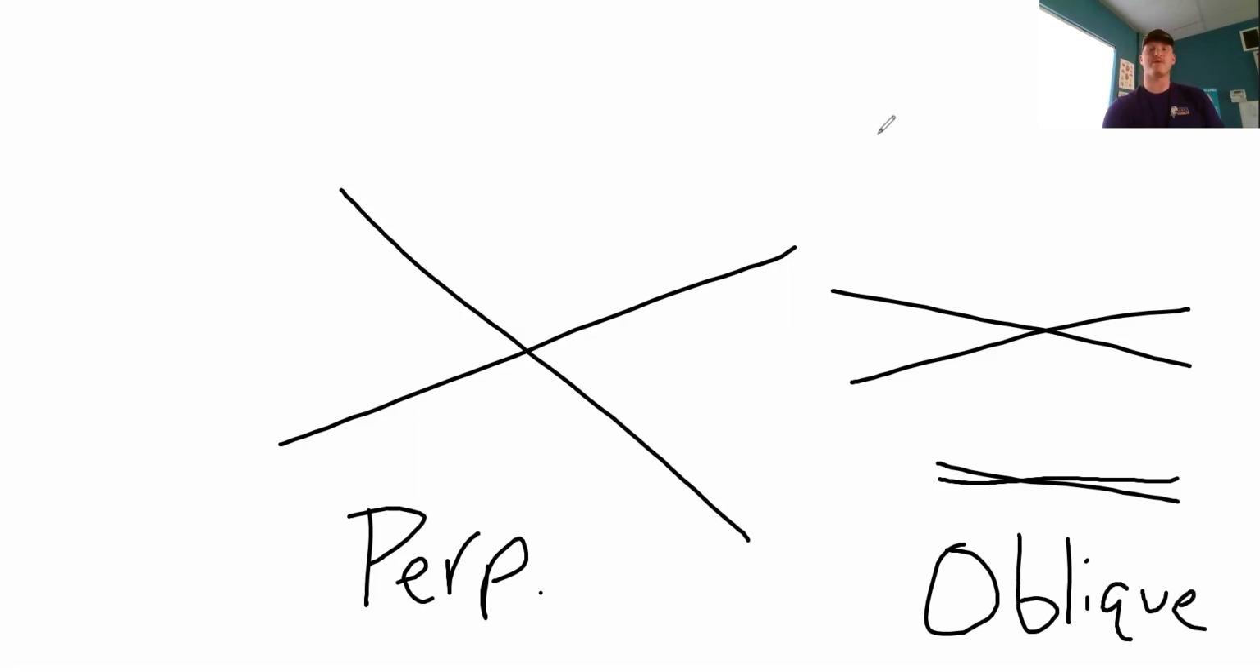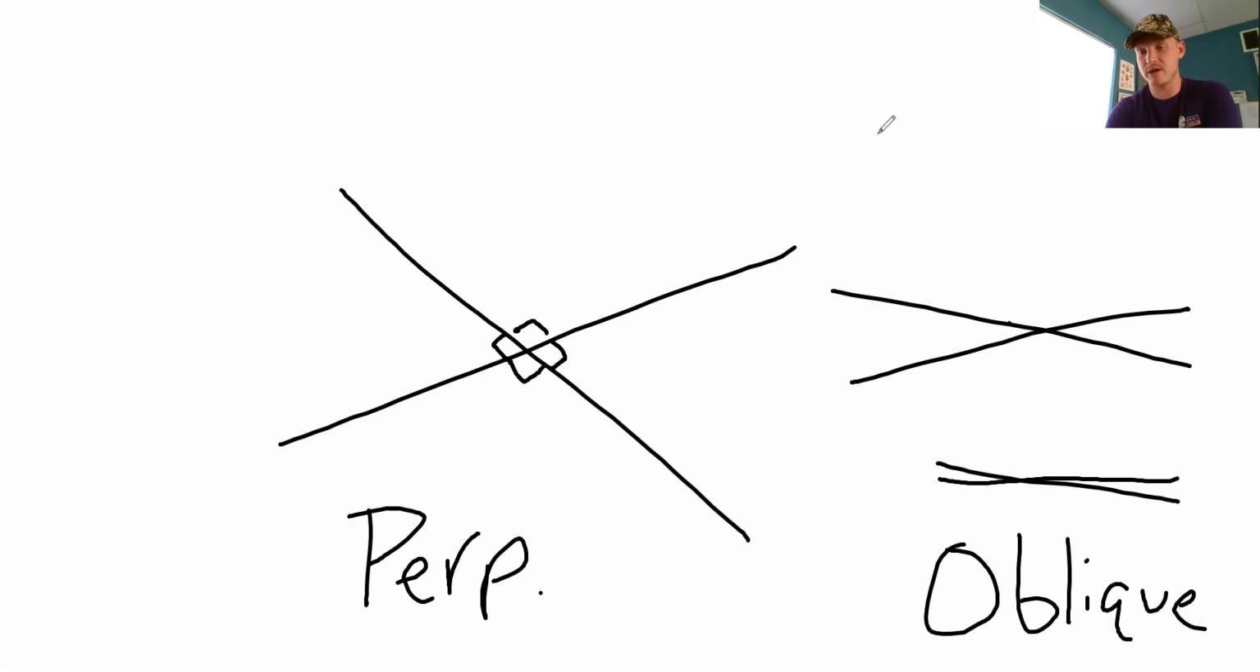What's the difference between the perpendicular lines right here and the oblique lines, Brady? So perpendicular lines make what's called square angles. Think of a cross. Perpendicular lines are going to make right angles, so there's going to be a perfect 90 degrees at every corner. Oblique lines, like Brady said, are going to have obtuse angles and acute angles.